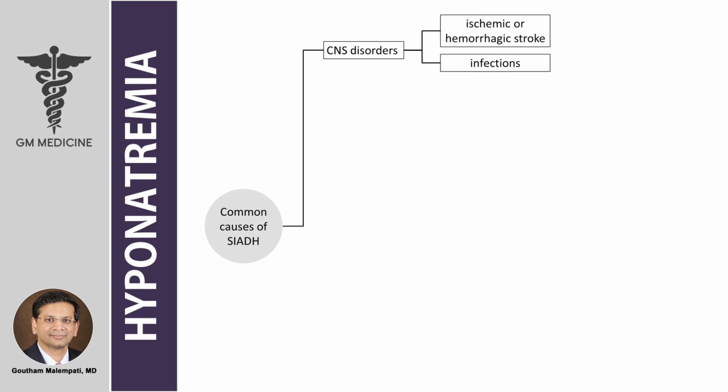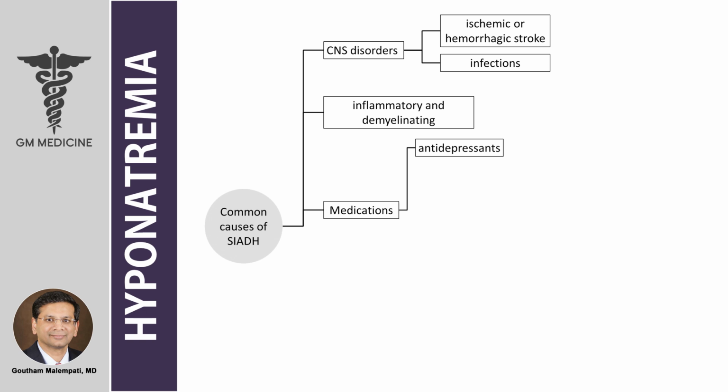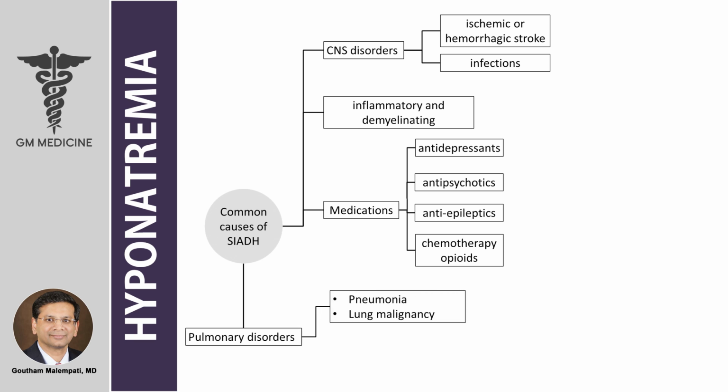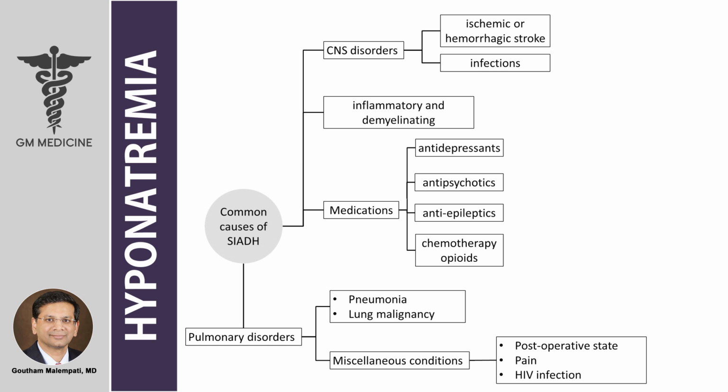Some of the most common causes of SIADH include CNS disorders such as ischemic or hemorrhagic stroke, infectious conditions such as meningitis and encephalitis, inflammatory and demyelinating CNS conditions such as multiple sclerosis or Guillain-Barré syndrome, medications which include antidepressants such as tricyclic antidepressants and SSRIs, antipsychotics such as haloperidol, anti-epileptics such as carbamazepine, chemotherapy medications such as cyclophosphamide, and opioids, pulmonary disorders such as pneumonia and lung malignancy, and other miscellaneous conditions such as postoperative state, pain, and HIV infection can all lead to SIADH.